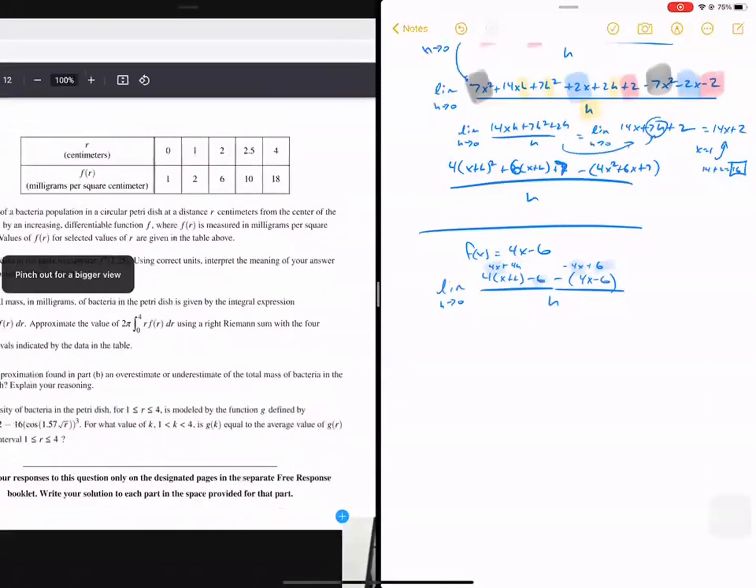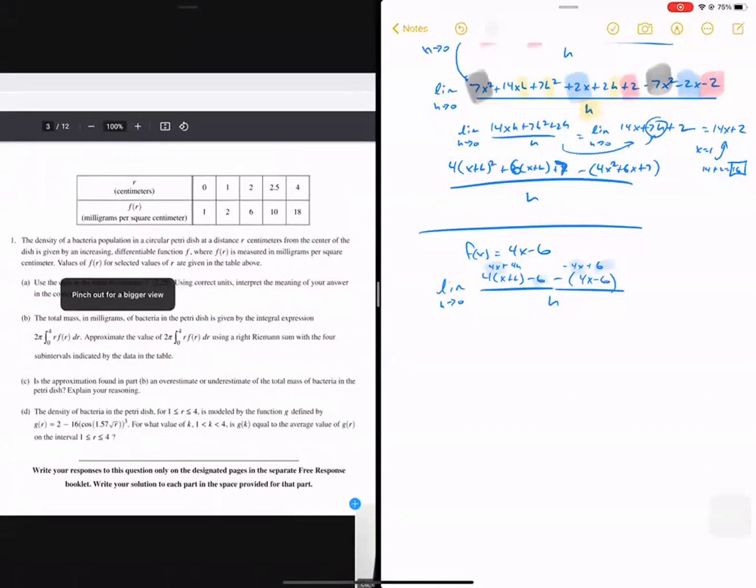So looking at this, it is a table question. The cool thing about table questions is those are the only numbers you can use. But you said 1D. So the density of bacteria in a petri dish between 1 and 4 is modeled by the graph function. Okay, they give us this fugly equation.